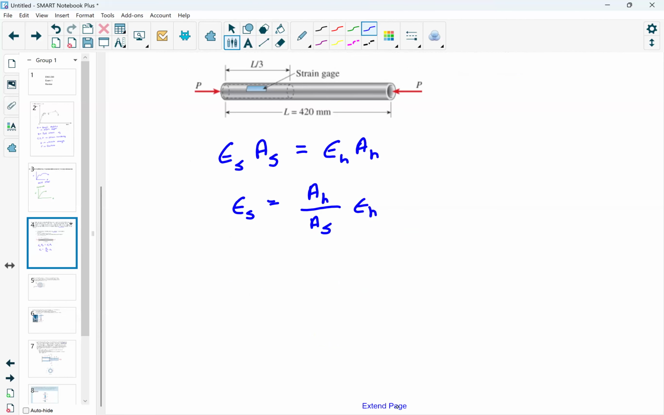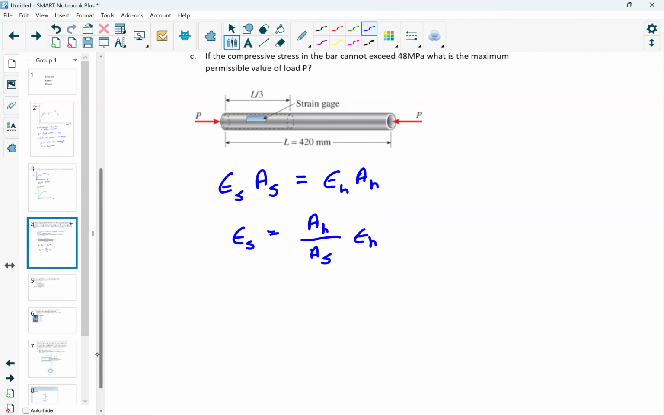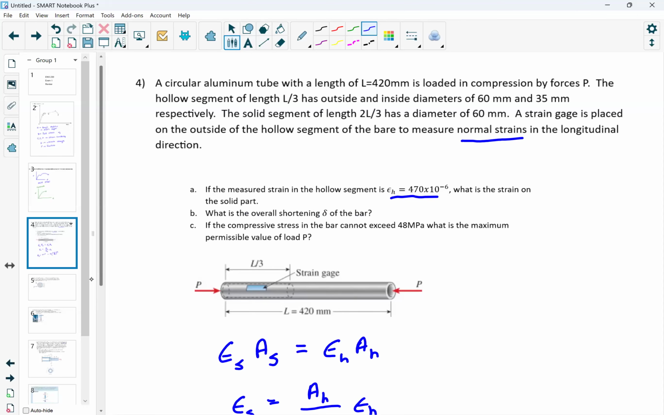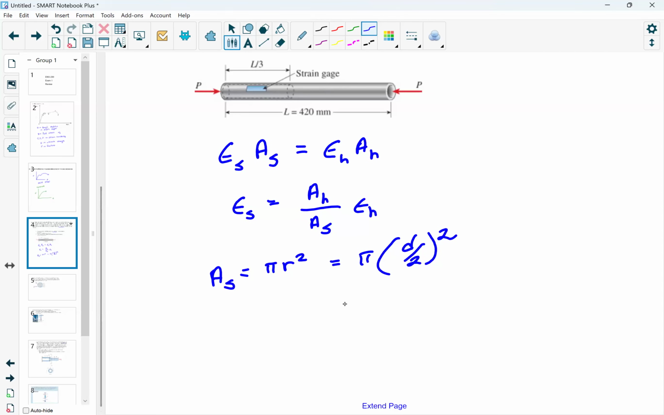Okay, so in doing this, the area of the solid is pretty straightforward, right? That's going to be pi r squared, or they give us diameter, so (d over 2) squared, and the diameter of that solid part is 60 millimeters.